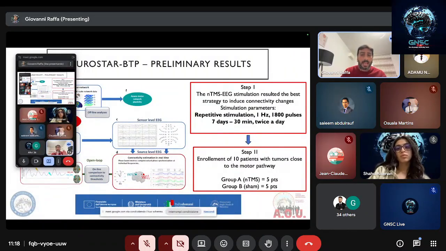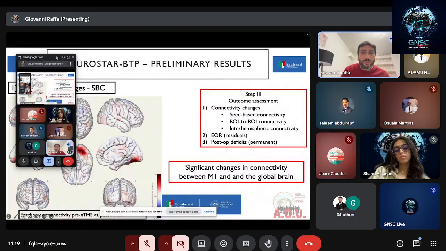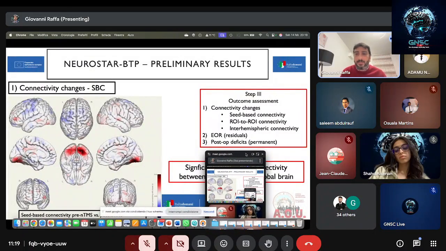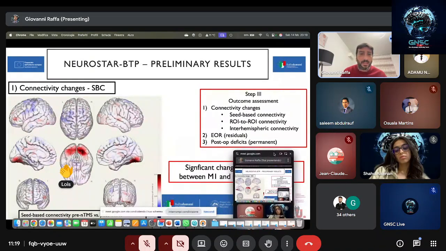We used this kind of parameters for our stimulation. So repetitive stimulation, 1 Hz, 800 pulses for 7 days, 30 minutes each session, twice a day. And we analyzed our connectivity changes. We analyzed seed-based connectivity, ROI to ROI connectivity changes, interhemispheric connectivity changes, and now we are assessing the extent of resection and post-operative deficits. And this is the first step that we analyzed, comparing pre and post NTMS stimulation.